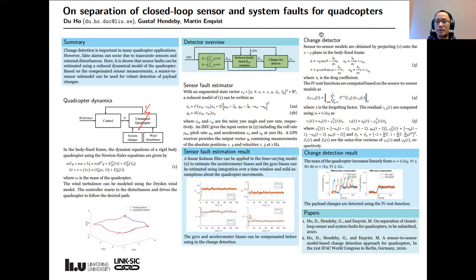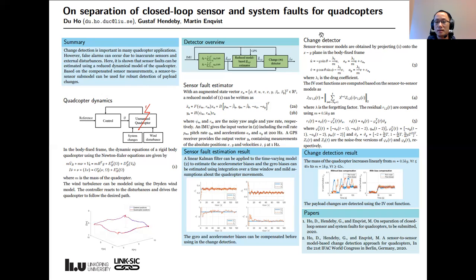If we do not compensate for the gyro and accelerometer bias, you can see in the subplot that it's very difficult to conclude any mass variation of the quadcopter. But by compensating for the gyro bias and accelerometer bias, the IV cost function shows very clear mass variation after 40 seconds. So it means that by combining the bias estimate and the change detection, we can easily detect any payload variation of the quadcopter.